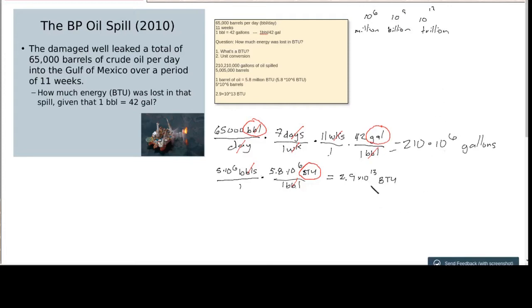So 2.9 times 10 to the 13 is 29 trillion. So let me write that in the text. That's the same as 29 trillion.